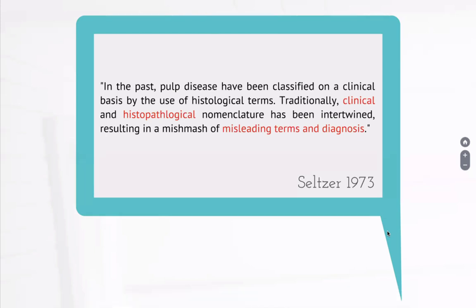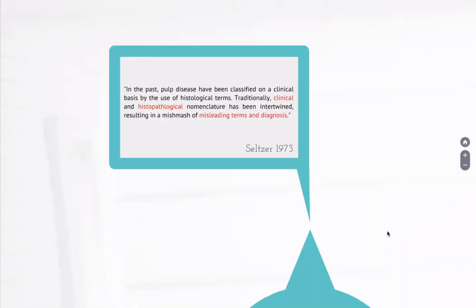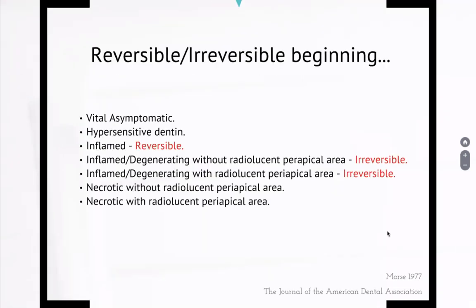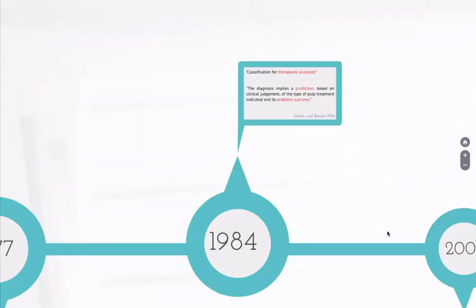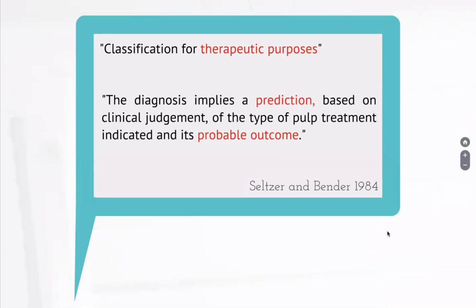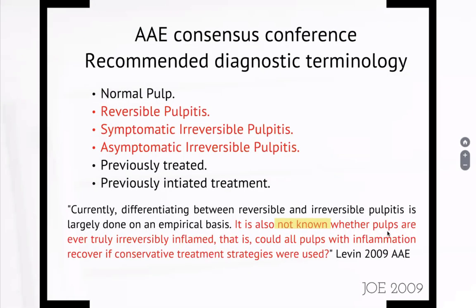This is why Seltzer in 1973 did not like this idea. In 1977, Morse, for the first time, talked about reversible and irreversible pulpitis. Again, using these terms has been problematic to some researchers. You can see Seltzer and Bender called it a classification for therapeutic purposes, and also said that the diagnosis implies prediction based on clinical judgment of the type of pulp treatment indicated and its probable outcome. We will talk about that later, okay? But let's move on. And then we came up with the 2009 terms. We used symptomatic and asymptomatic irreversible pulpitis.